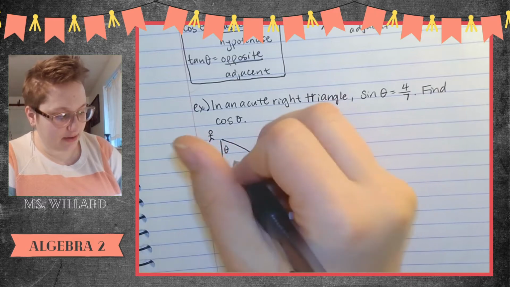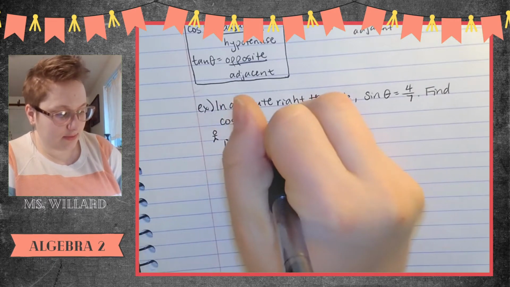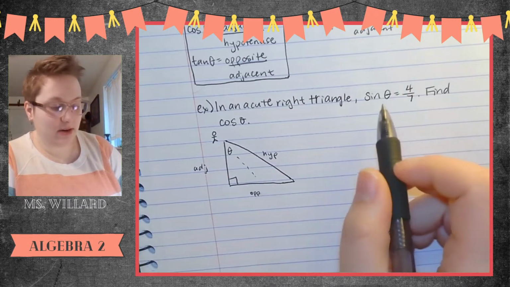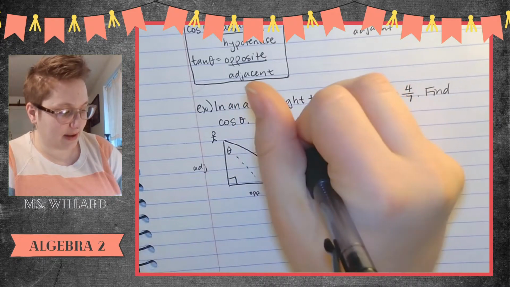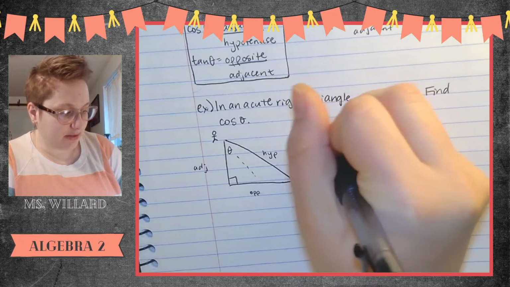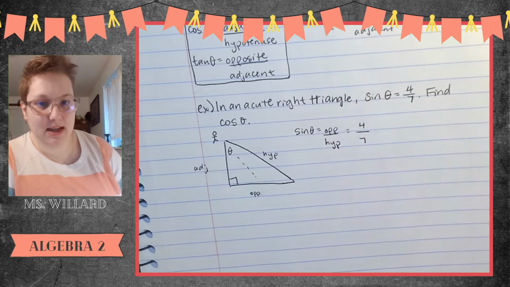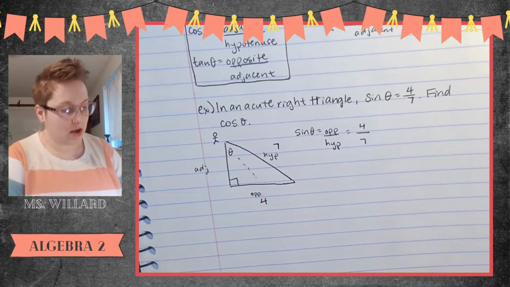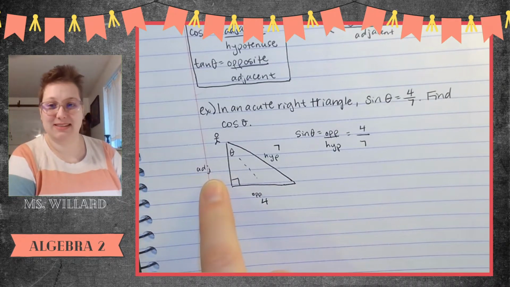And then I know opposite, hypotenuse, adjacent. I'm always going to just label my triangle. Now I know that sine is 4/7. And since sine of any angle is opposite over hypotenuse, then 4 is the opposite and 7 is the hypotenuse. So I already know 4 and 7. Well, if I want cosine, I need the adjacent side. So how do I find the adjacent side?